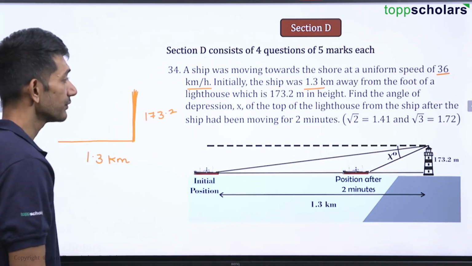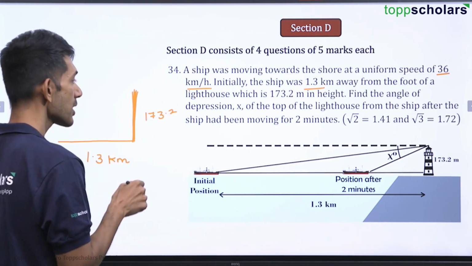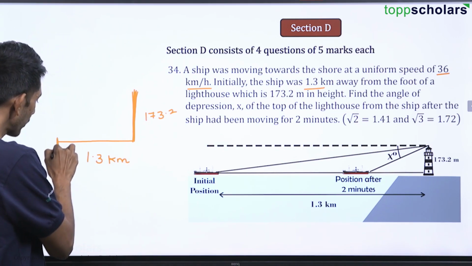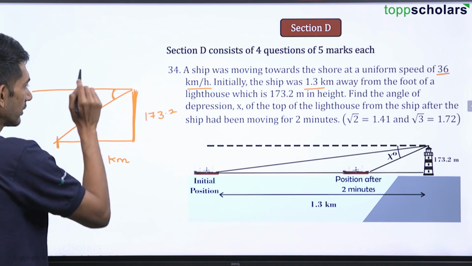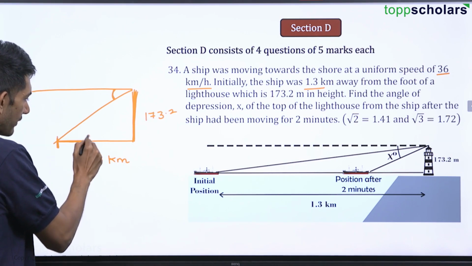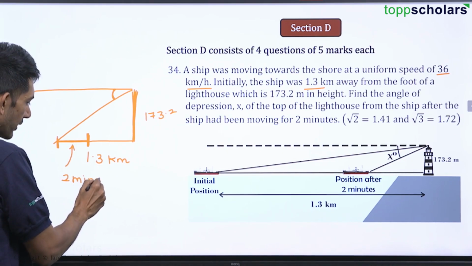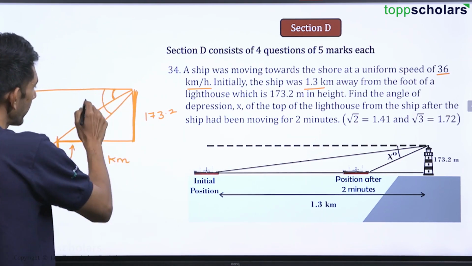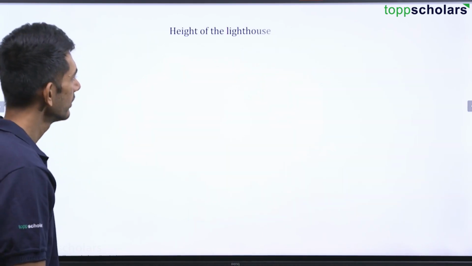Find the angle of depression. We are supposed to find out the angle of depression x of the top of the lighthouse from the ship after the ship had been moving for 2 minutes. Initially the ship was here and then there was some angle of depression formed here, correct? After 2 minutes it is moving towards the shore. That means the ship came somewhere over here after 2 minutes. This is the time, 2 minutes. It is not the distance, okay? And then again the angle of depression is formed and we are supposed to find out this particular angle x, that is the angle of depression. Clear? So let's have a look at this.